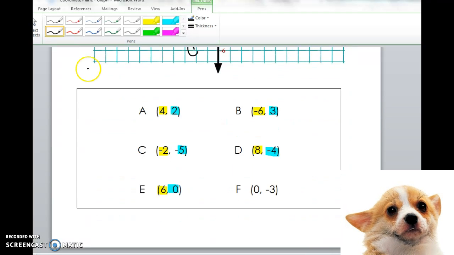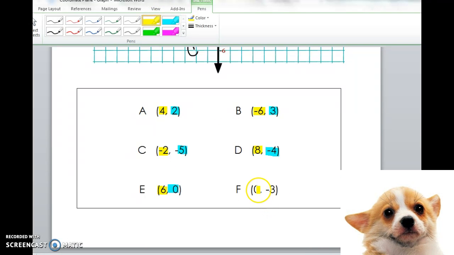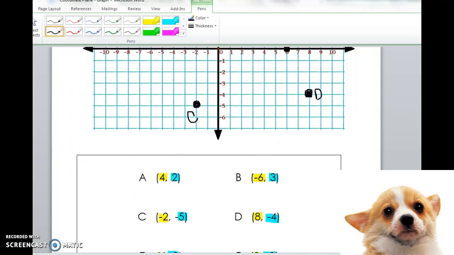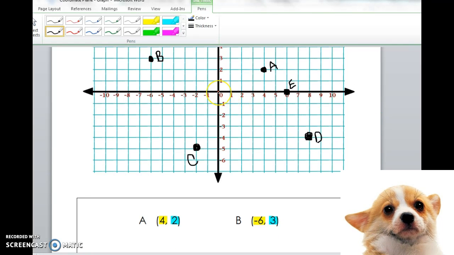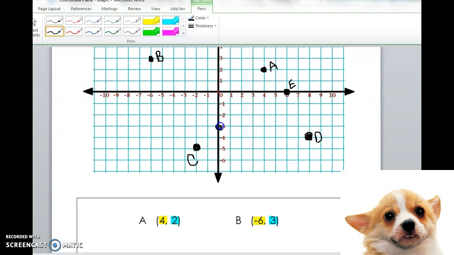Then our last point is F. Now my x is 0, and my y is -3. So I'm going to start at the origin. Since my x is 0, I don't move left or right. I stay where I am. My y is -3, so I'm going to graph at -3 and label it F.